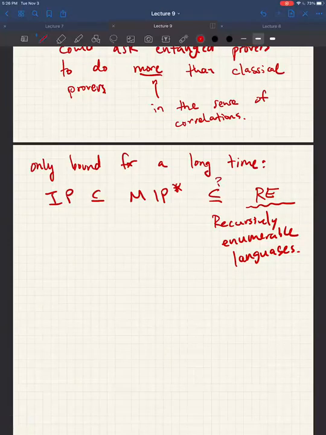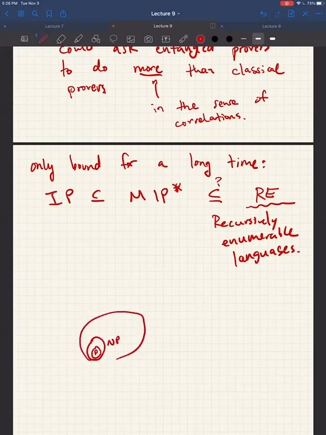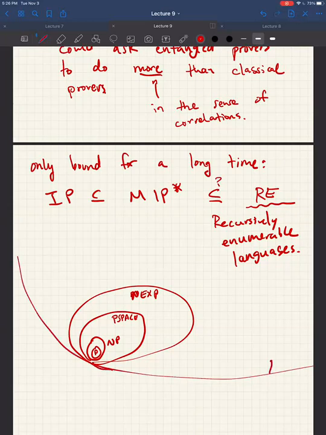So in terms of the complexity landscape, here's NP, here's P, here's PSPACE, right? In terms of harder and harder problems, here's NEXP, for example. And then if I wanted to draw RE, I'd have to draw something that's really huge. I mean, of course, things are not to scale, but to give you a sense that it includes uncomputable problems.